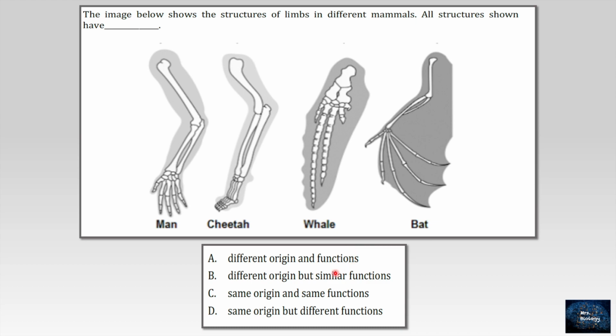Let's read the options. A, different origin and functions. Actually, it's clear that they derived from a common ancestor. B, different origin but similar functions. Both statements, the first one and the second, are wrong. No, they don't have similar function, and they derive from a common ancestor. C, same origin, makes sense, and same function, that's wrong. Moving to D, same origin, we agree on this, but different functions, we agree on this also. So the right choice here should be D.